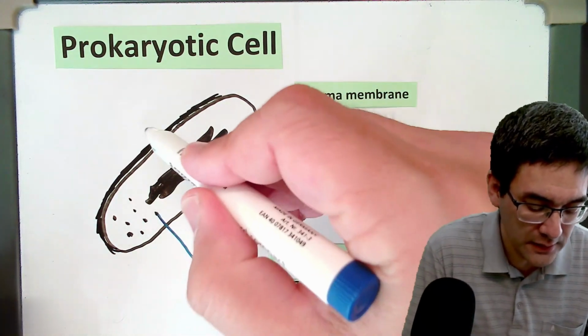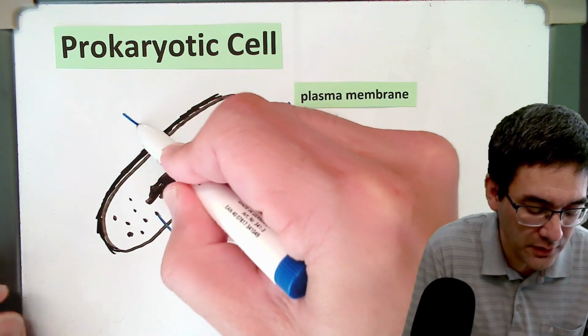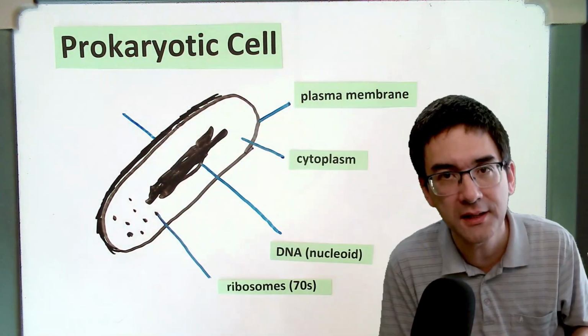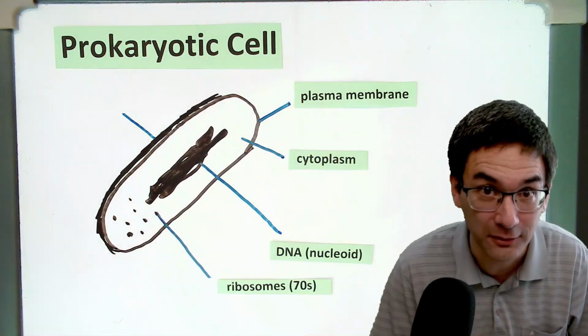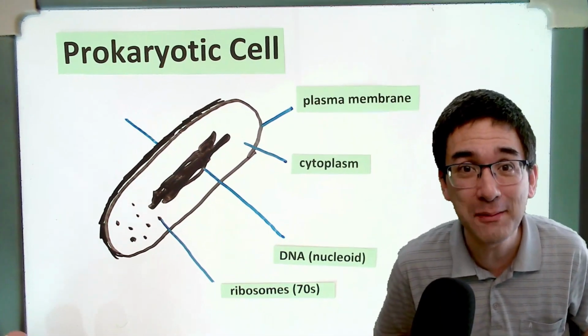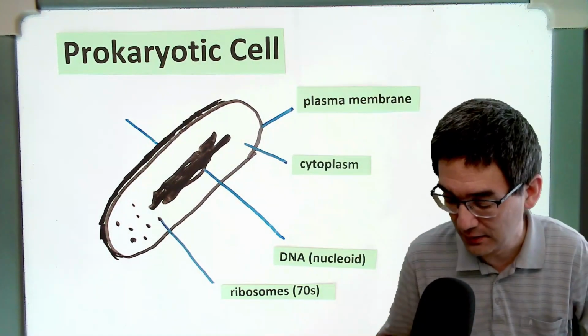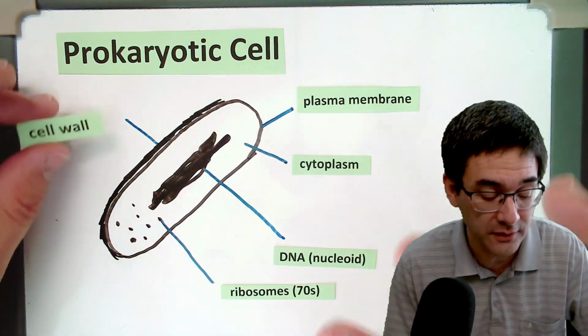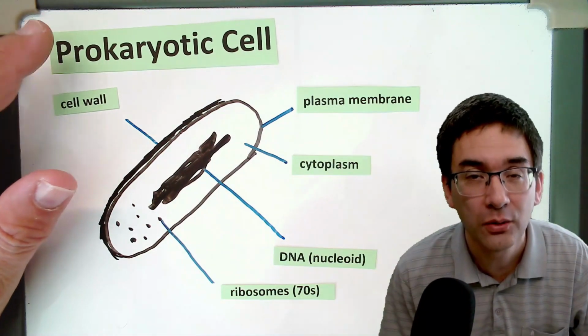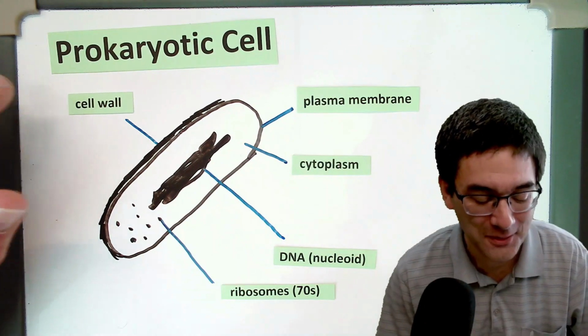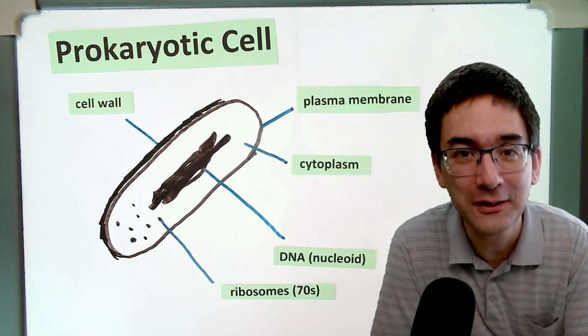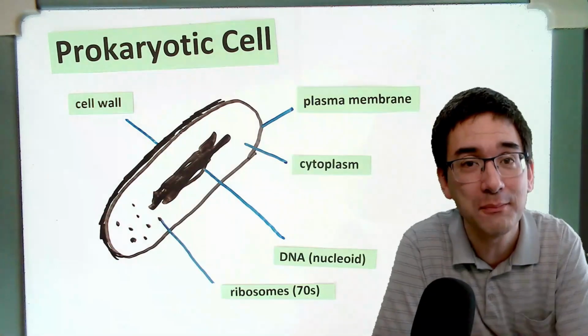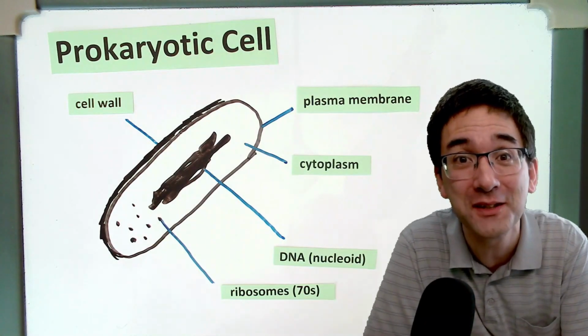The cell wall is made of a very different substance than the cell wall of plant cells. The function is the same, that it maintains the shape of the cell. But plant cell walls are made of cellulose, and this one is made of a substance called peptidoglycan, which you don't have to know. I just want to make it clear that just because structures have the same name does not necessarily mean that they're made of the same material.